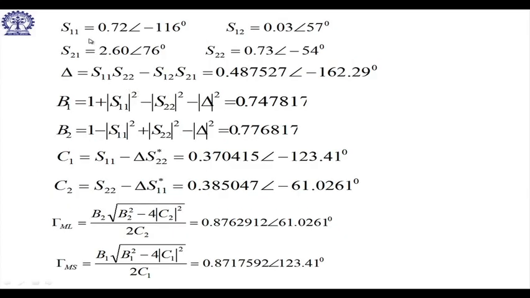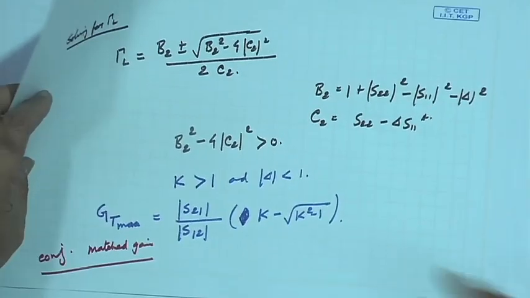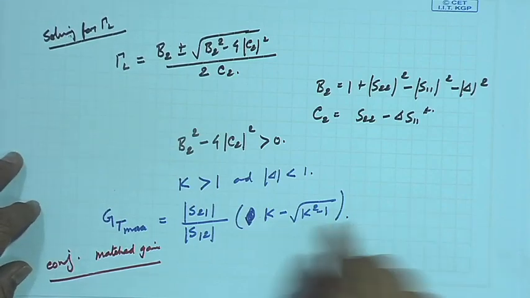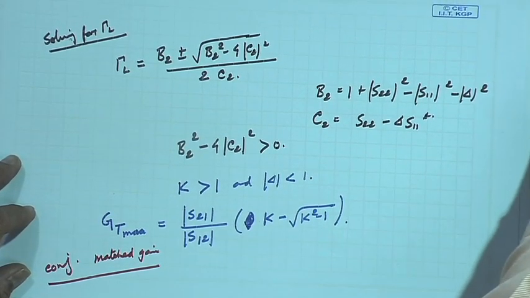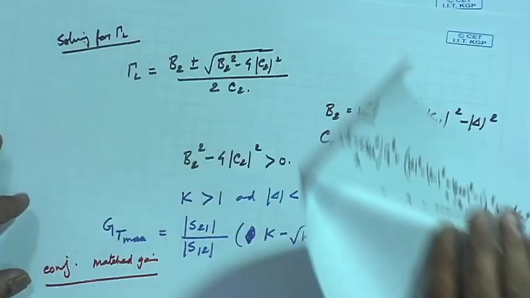So, we see the design. Again we are writing the actual values of S, delta turns out to be these. Now, as we have seen in the previous case, we will have to find out gamma L and gamma S, their solutions. So, we will need to calculate B1 and C1 for finding gamma S, and B2 and C2 for finding gamma L, and also since Rollett's test is passed, we know that this will be satisfied. So, gamma S and gamma L can be obtained. So, you see we are doing that.